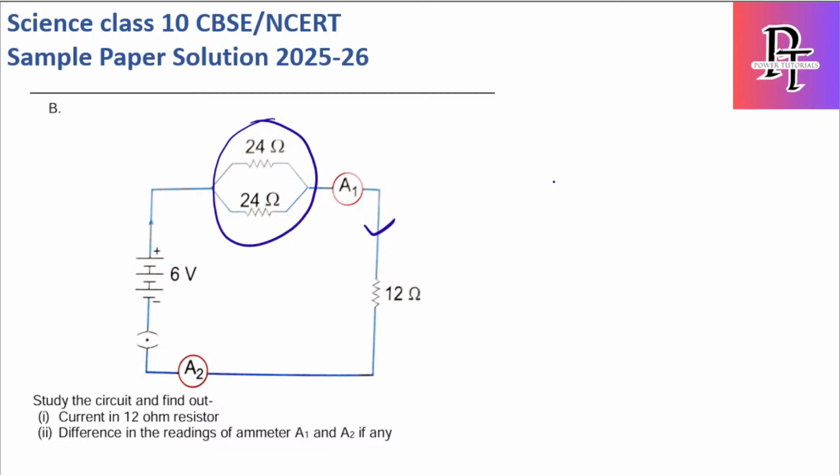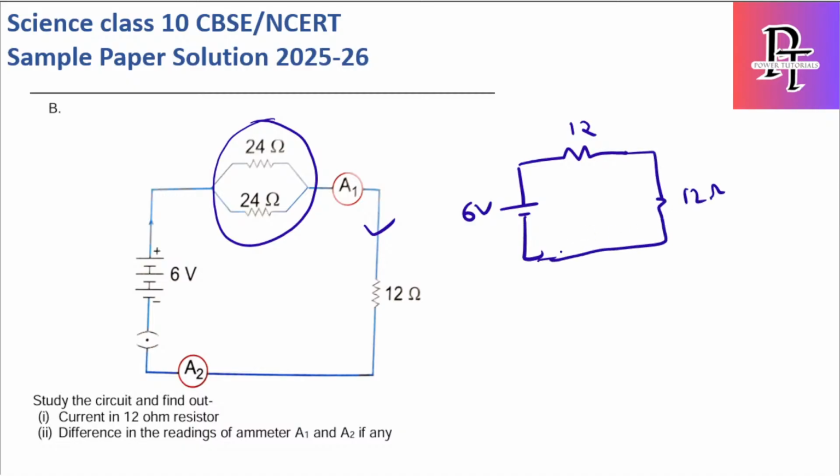12. Very good. So now this circuit changes to 6 volts. 12 and 12, so it is 1 by 12 plus 1 by 12, which is 2 by 24, so which is 12 ohms. Now this I have 12 ohms. Now tell me the effective resistance, at the same time tell me the current value now.